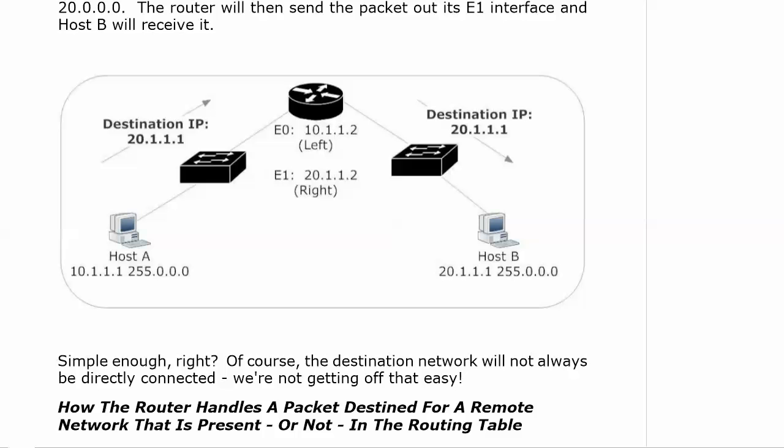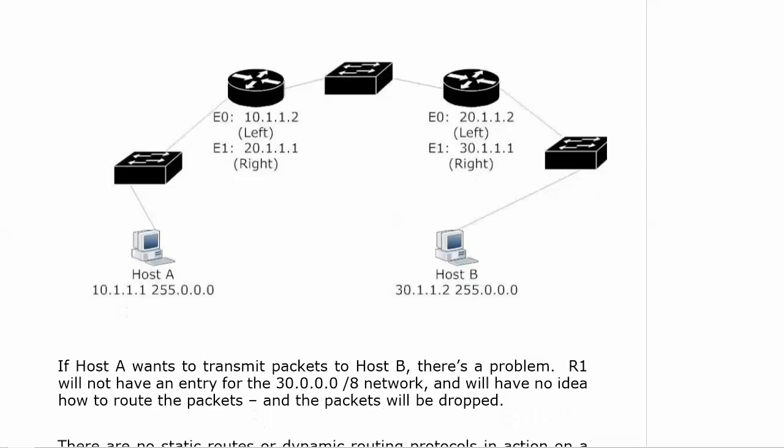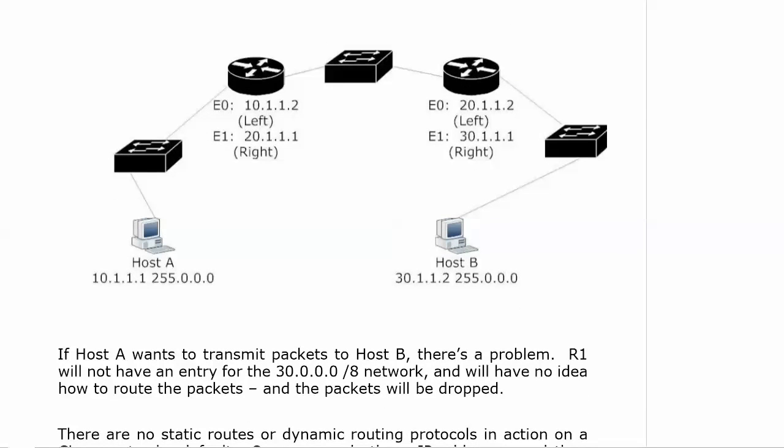Now, let's talk about how the router handles a packet destined for a remote network that is present or not in the routing table. Pretty long-winded there, but a good example for you here. And we've added some devices here to our network, so let's quickly revisit our IP addresses here and give you a quick troubleshooting tip as well.